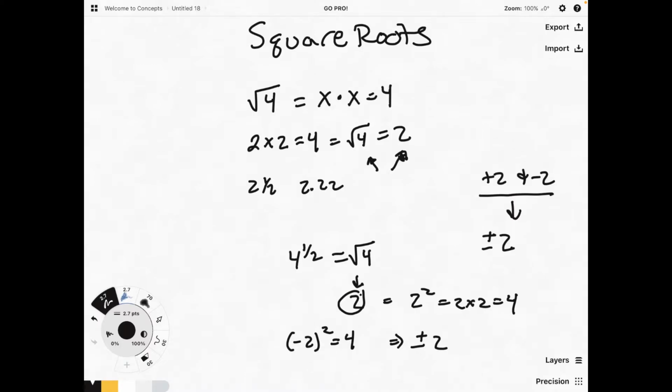If you need a refresher on multiplication and sign rules, I will also link a video in the description for those who are interested.